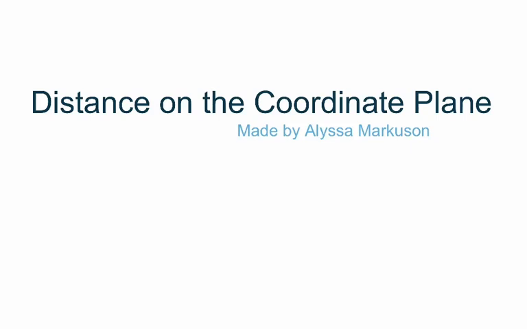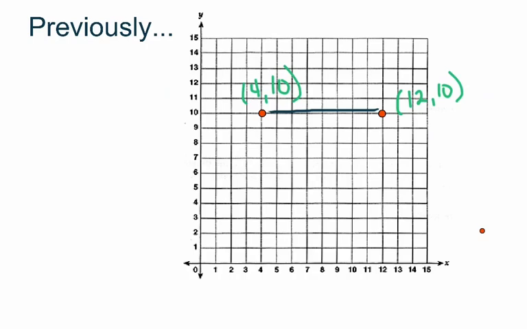Today's lesson will be on finding distance in the coordinate plane. Earlier in the year, we found distances of points in the first quadrant, so just with our positive numbers. So I'm going to review that here. We have 2 points graphed. We have 4, 10 and 12, 10, and we wanted to know how long is this line in between them.